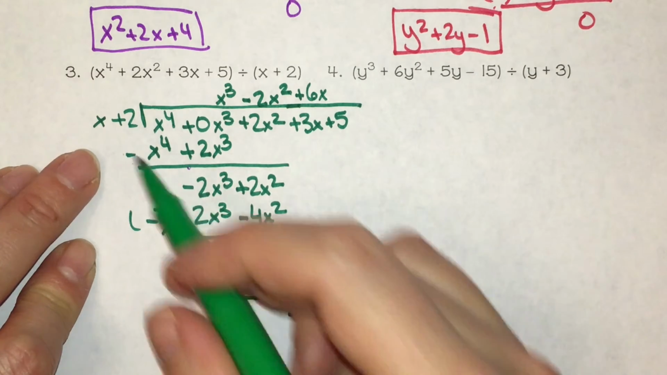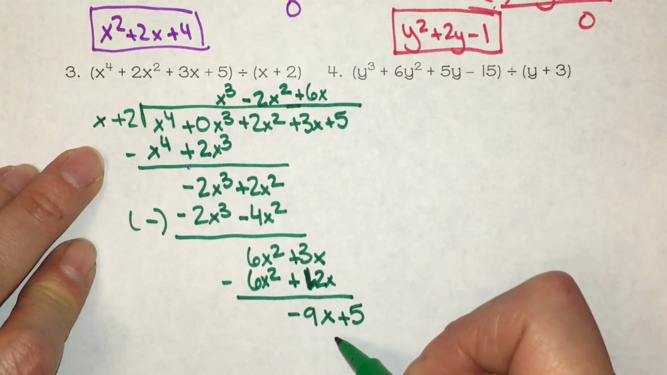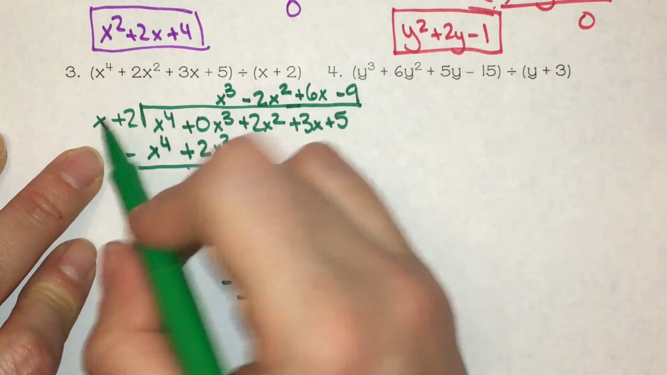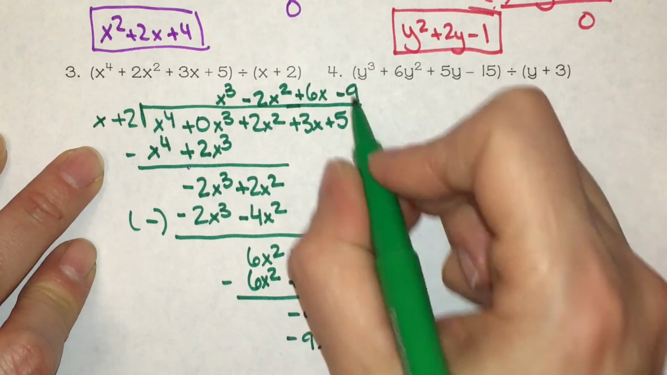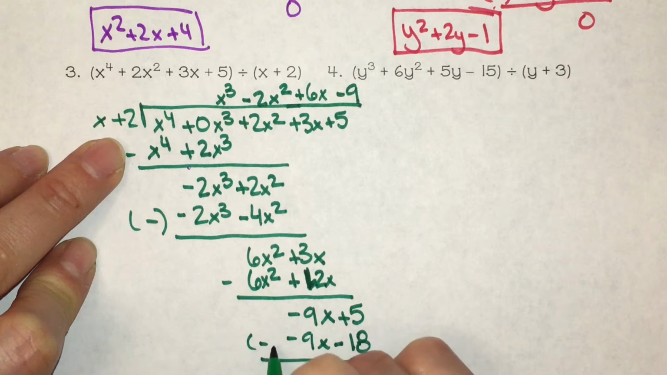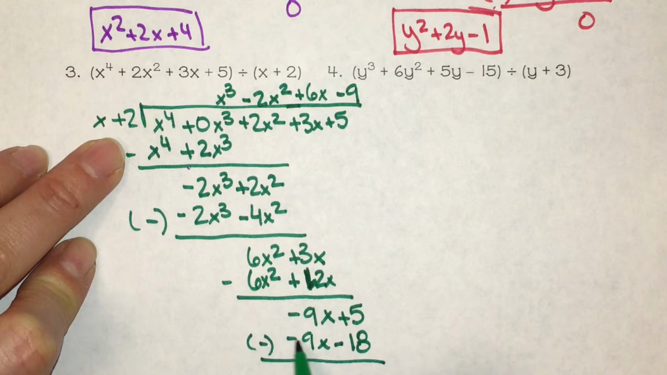All right, to get negative 9x, we multiply x by negative 9. Negative 9 times x is negative 9x. Negative 9 times 2 is minus 18. When we subtract, negative 9x minus 9x is 0. 5 minus negative 18 is plus a positive, so 5 plus 18 gives us 23.